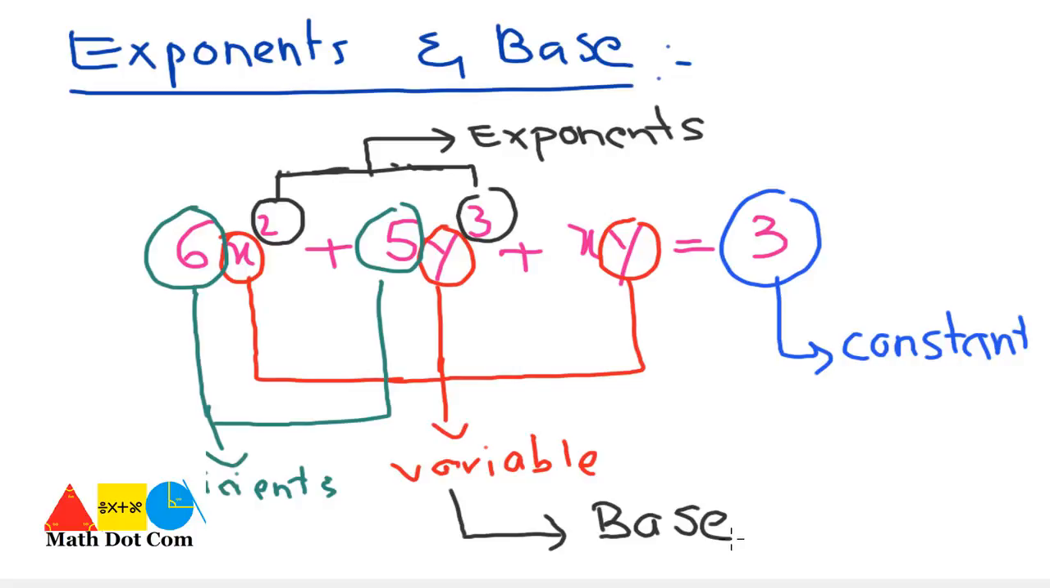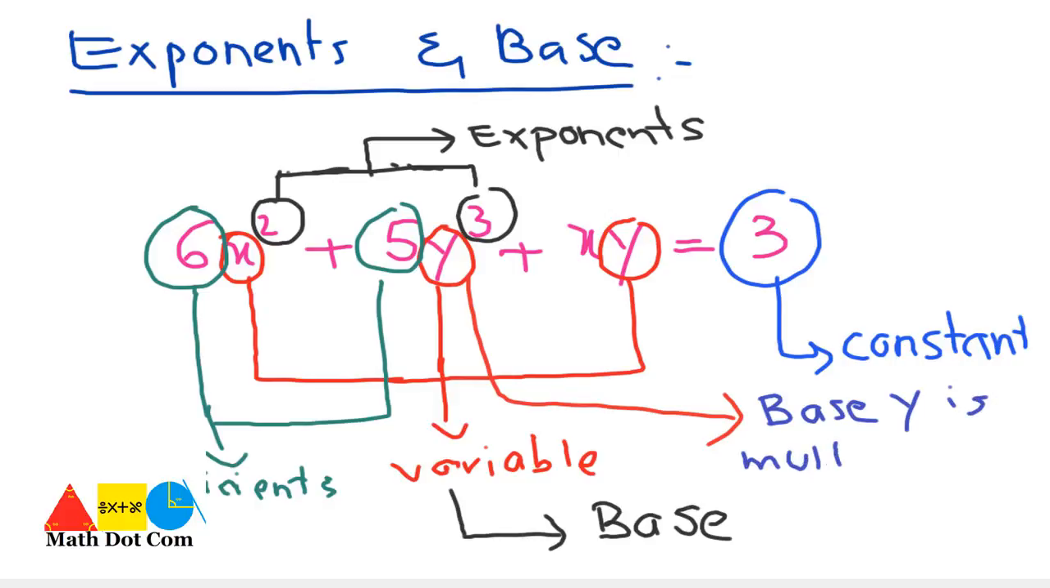So as we are saying, here exponents represent how many times the base will be multiplied. Exponents represent how many times the base is multiplied. So in this case we are saying that the base y is multiplied 3 times, where 3 is the exponent. So the number of times the base is multiplied is the exponent.